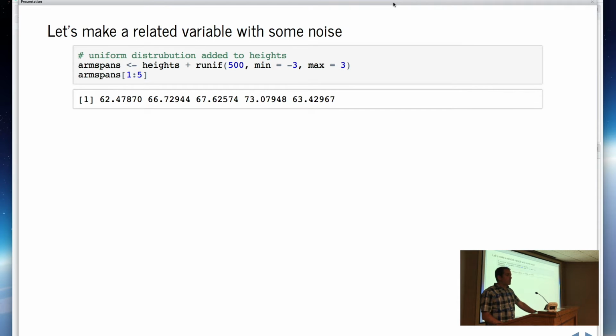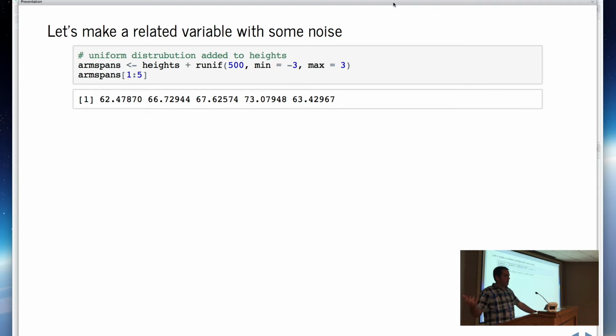This time, instead of a normal distribution, you'll see the runif. That's not "run if", that's random uniform distribution. So 500 observations between -3 and 3, and they're going to be completely random. So uniform distribution, not Gaussian. I'm adding that, we talked about vectorized operations, to heights. Otherwise I'd have to loop through and create a new variable each time.